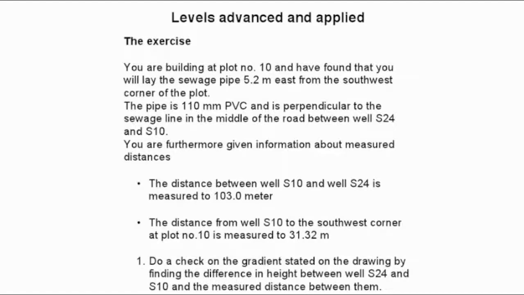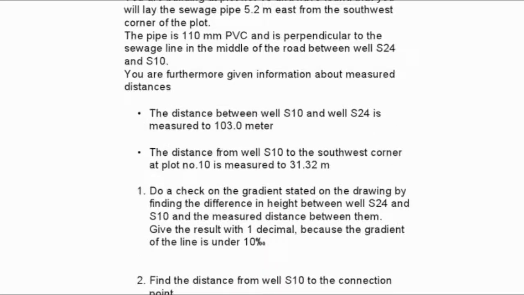As mentioned, we are building at plot number 10, and the sewage pipe is 5.2 meters east from the southwest corner of the plot. The pipe is 110 millimeters PVC. Furthermore, we are given some information about measured distances. The distance between well S10 and well S24 is measured to 103.0 meter, and the distance from well S10 to the southwest corner is measured to 31.32 meter.